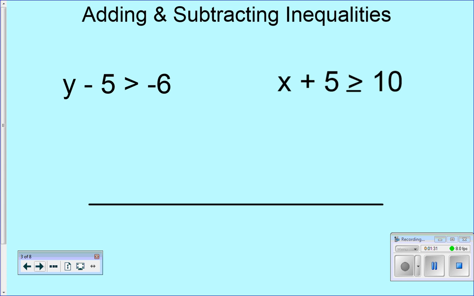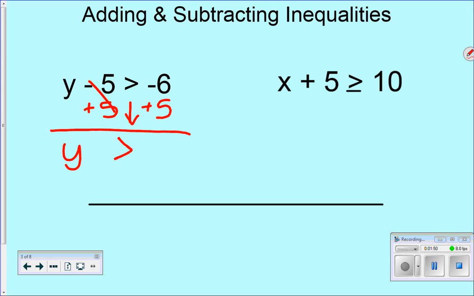Okay, so if I look at this, and if you aren't sure, pretend in your head that that's an equal sign. What's the first step I'm going to do to get y by itself, Harley? Yep, and I'm going to do that to both sides. Then you have y, you bring your sign down, is greater than negative 1. And that's your answer. So in your head, what can y be?